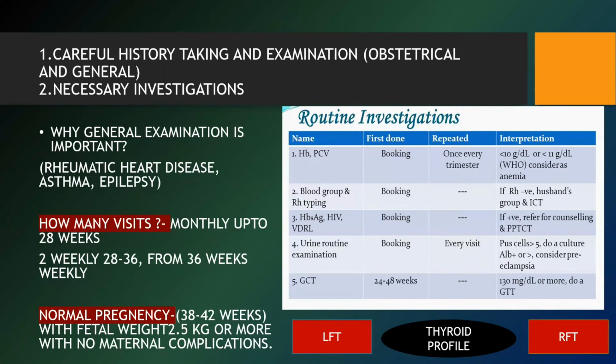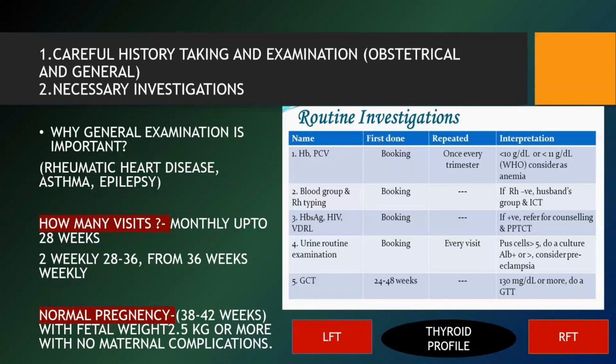On the first visit itself, we have to do hemoglobin, packed cell volume, blood grouping and RH typing, serology, hepatitis B, HIV and VDRL, urine routine examination, glucose challenge test, and we have to order thyroid profile, LFT and RFT. Hemoglobin, if it is less than 10 grams, we consider as anemia. If the mother is RH negative, we have to do husband blood grouping.